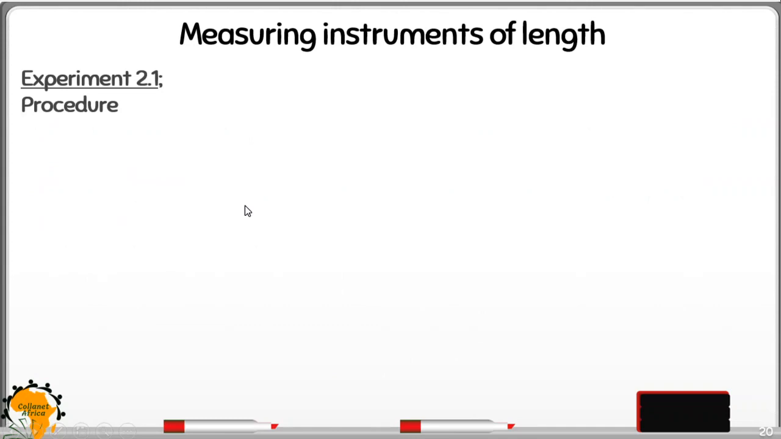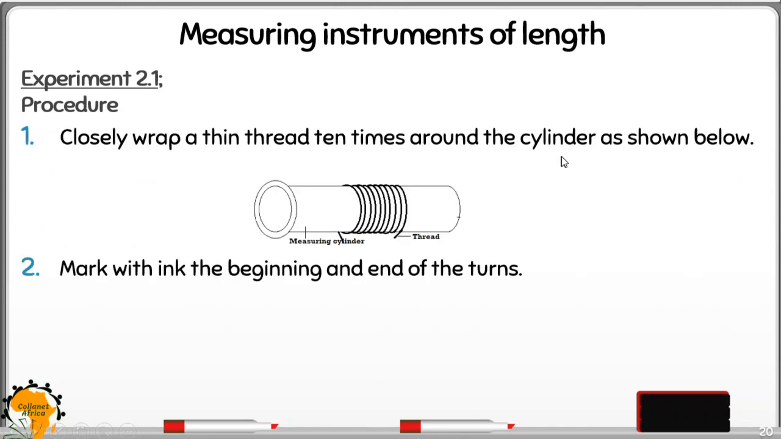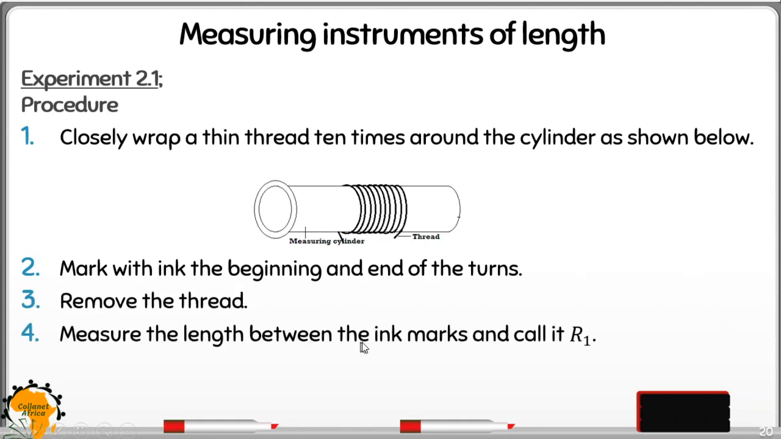Number 1, you wrap closely a thin thread 10 times around your cylinder. This is your cylinder. You wrap it 10 times and make sure that the threads are close to each other. Then you mark the beginning and you mark the end of the turn. Then after that, you remove the thread and measure the length between the ink marks. Remember, you have the millimeter scale, so you are measuring using the meter rule or any other measuring instrument. Then you call that R1.